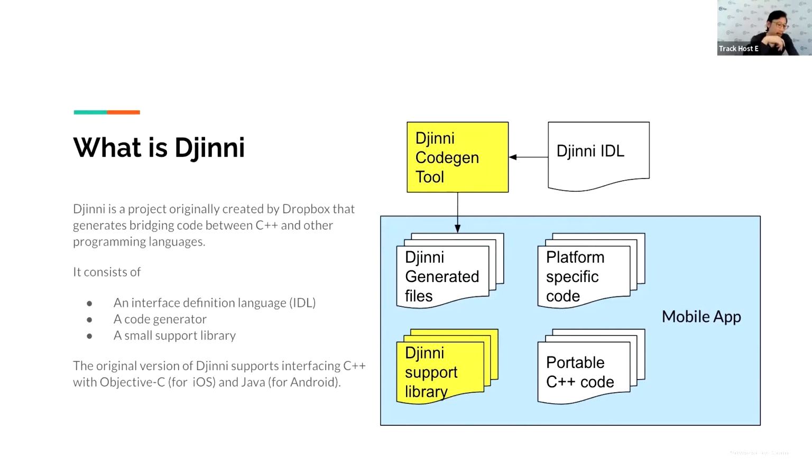As you can see in the diagram, you prepare this Genie IDL file and feed it to the code generation tool, and it generates a bunch of files. Then you compile these generated files, your own handwritten implementation files, and your platform-specific code, link everything together with the support library, and generate the mobile app. So this is how it was used for the mobile app. The original version of Genie only supports interfacing C++ with Objective-C for iOS and Java on Android.